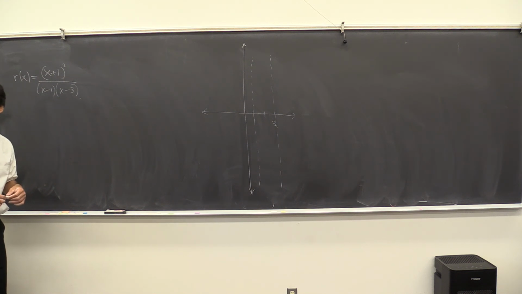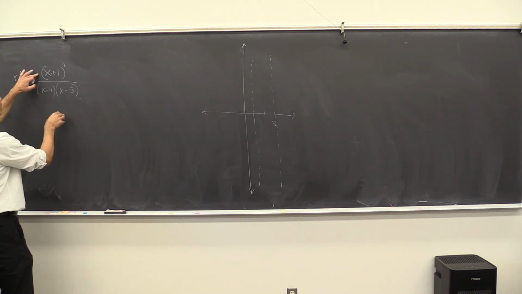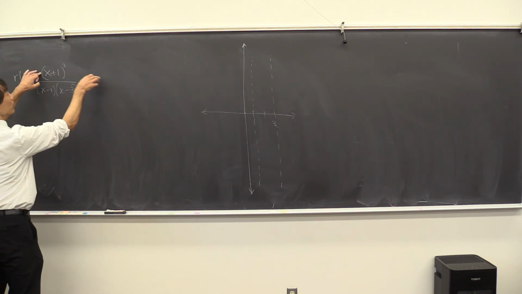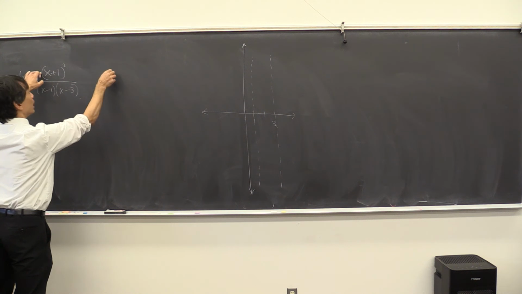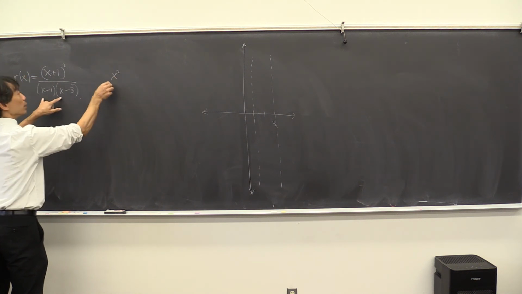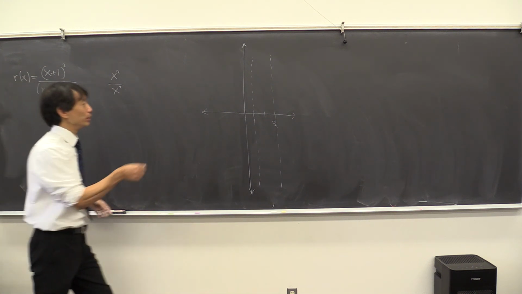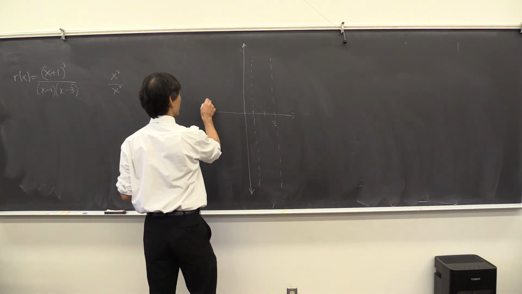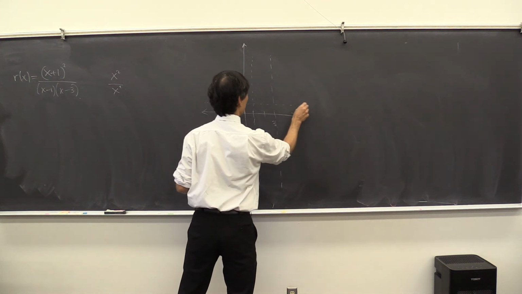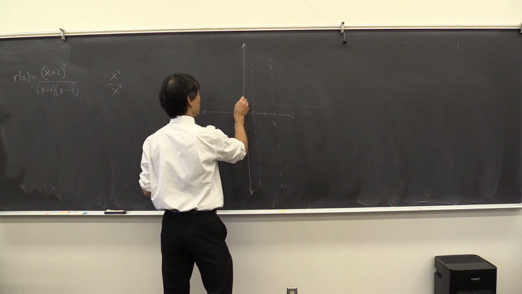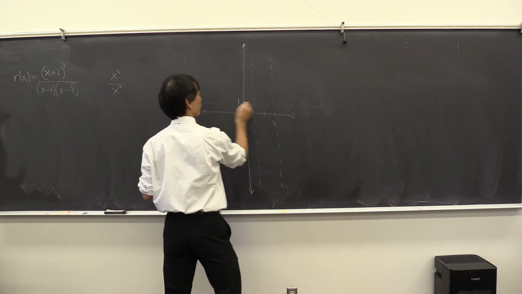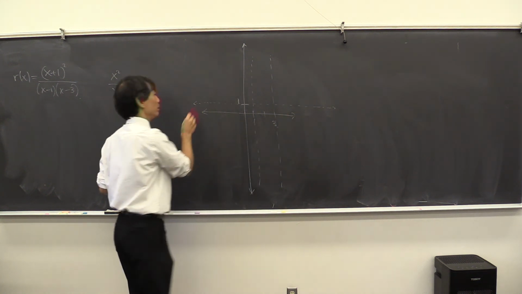Would somebody like to say something else, or should I call on people randomly? There would be a horizontal asymptote at y equals 1, right? Because the term of highest degree on the top is x squared, and the term of highest degree on the bottom is also x squared. So we have the same situation. We know that the line y equals 1 is going to be a horizontal asymptote. Okay. What else?